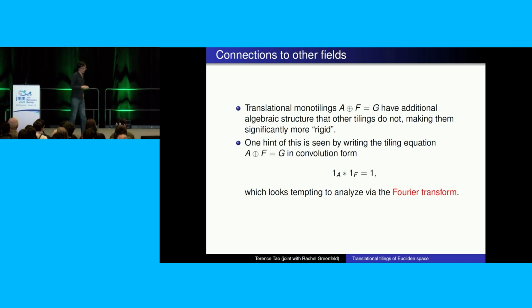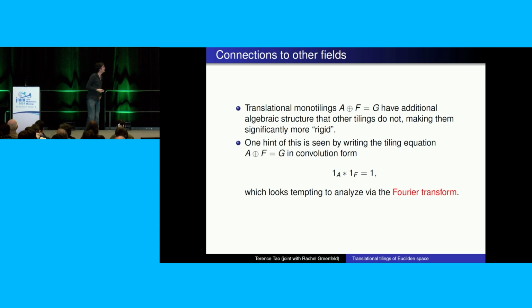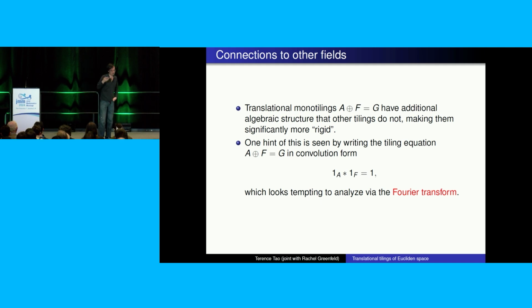One thing you can do is start using Fourier analysis. The statement that F tiles G by A, A plus F equals G, is equivalent to saying that if you take the indicator function of A and the indicator function of F, let's say in a discrete group so that I don't have to worry about measures, and you convolve these, that's equal to 1. So we're just solving a convolution equation. Given F, what are the indicator functions 1 sub A such that 1 sub A convolved with 1 sub F equals 1?